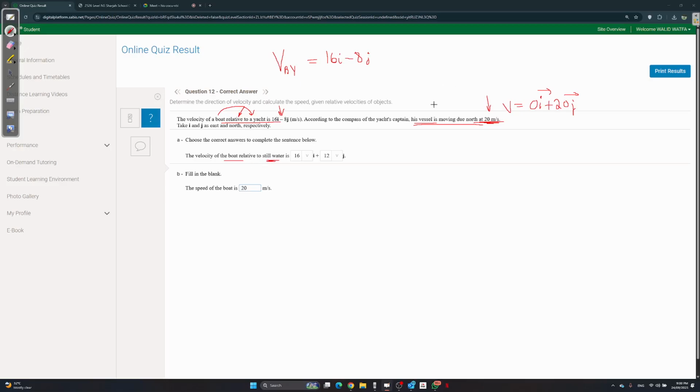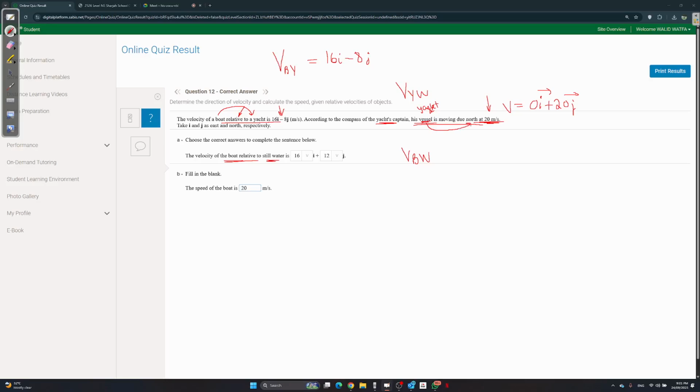Okay, his vessel. What does vessel mean? They couldn't use simpler English. Here they want V boat with respect to water. I think when they're saying yacht's captain and they're talking about the vessel, when we say vessel, they're talking about the yacht. Okay, so V yacht with respect to water.